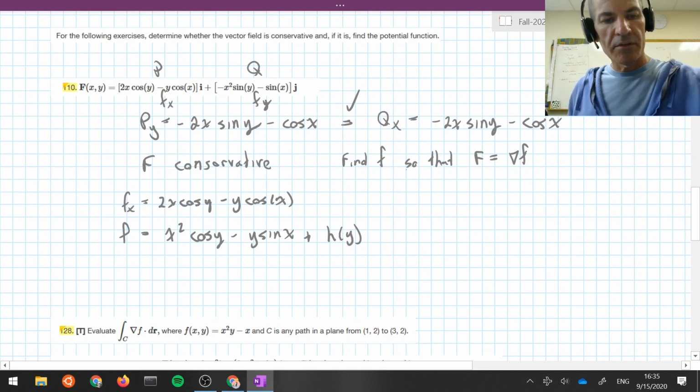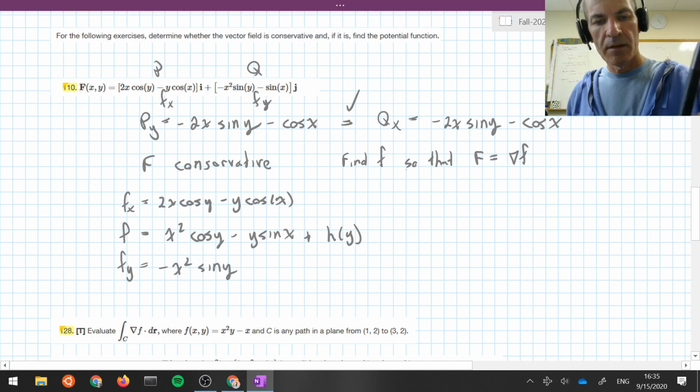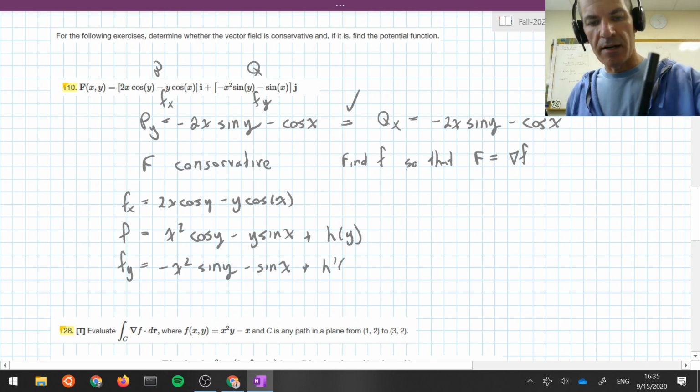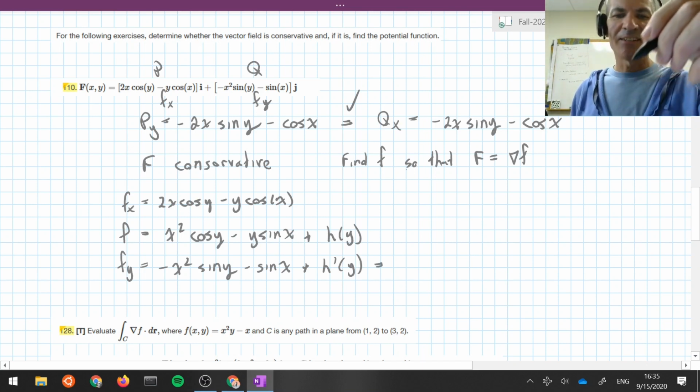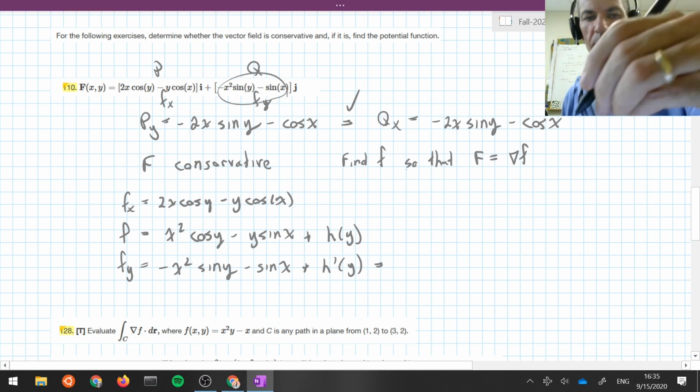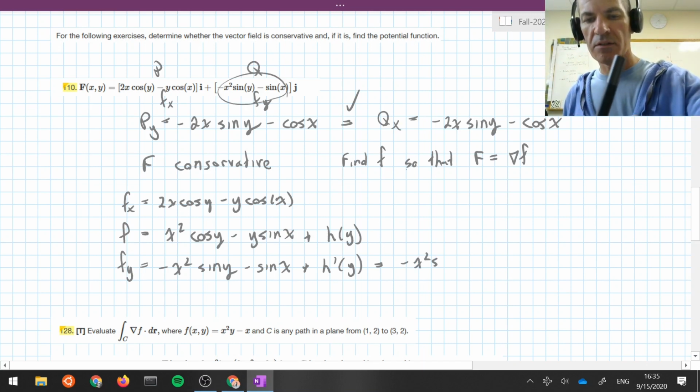Okay, now that we have this f, let's compute f sub y. The derivative of this with respect to y is minus x squared sine y minus sine x plus h prime of y, the derivative of the constant with respect to y, as strange as that sounds. And we know that that has to equal this term up here, minus x squared sine y minus sine x, like so.